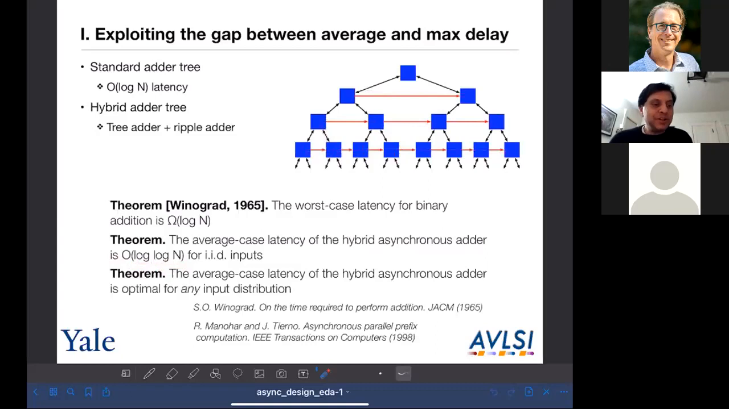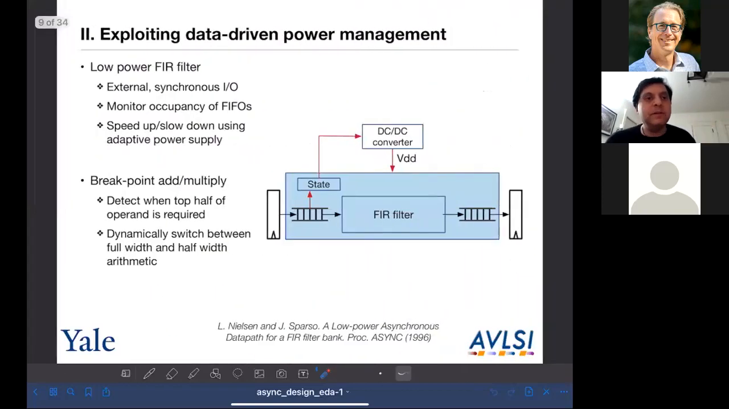But what's even more interesting is that you can actually prove that you can't beat this adder. So you can show that the average case latency of this adder is just as good as anything else you could possibly build, right? So that's kind of interesting. You can exploit the fact that you have data dependent delays in circuits to do better on average. So that's one of the big things people look at: the difference between the average and the maximum delay and seeing what you can do. Okay, so that's the first big thing.